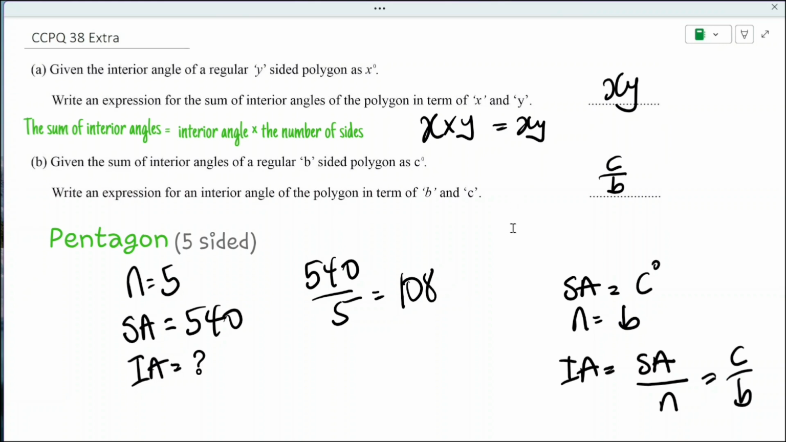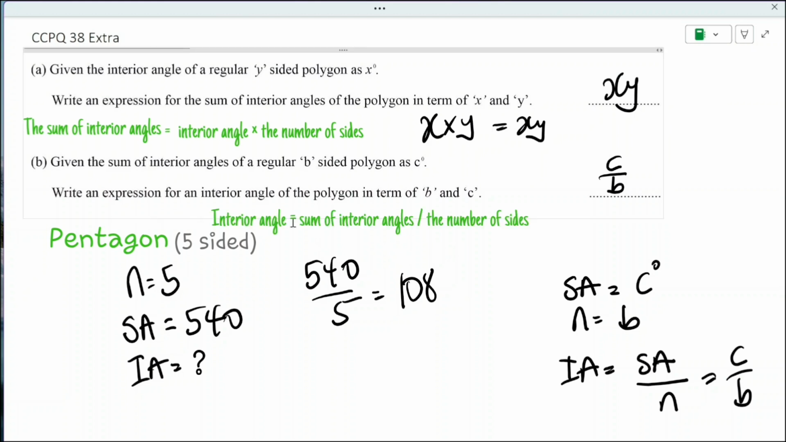Hope you understand. This question is just about applying the appropriate formula. In this case, you have an interior angle equal to the sum of interior angles over the number of sides. Just that simple. And for the sum of interior angles, you have it equal to an interior angle times the number of sides. That's why the result is x times y. Hope you understand.